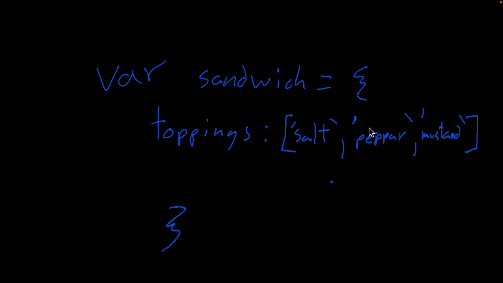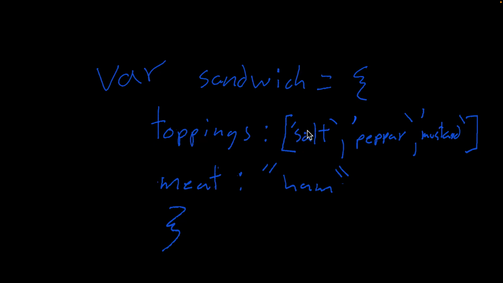So I'm creating an object that has a key value pair. This value is an array. And in this array I'm creating strings that are toppings for the sandwich. And I can create something else in the sandwich, so it makes sense. So let's say meat. We'll just say it's ham. This is just a string. So we have an object here.